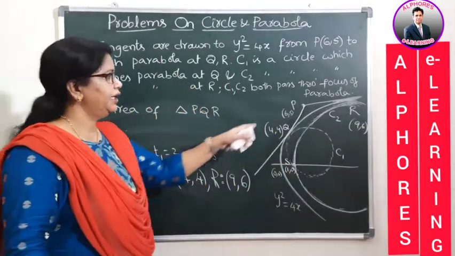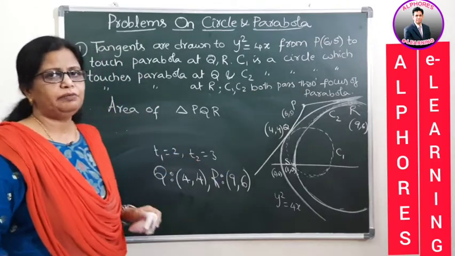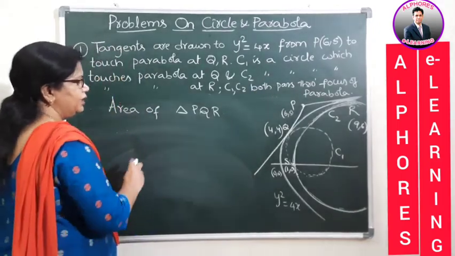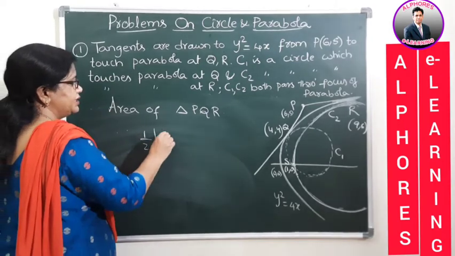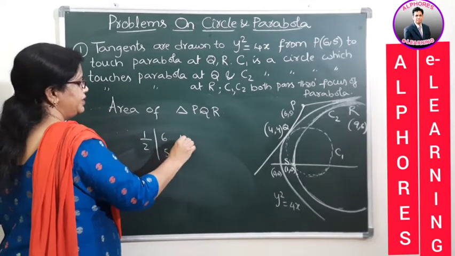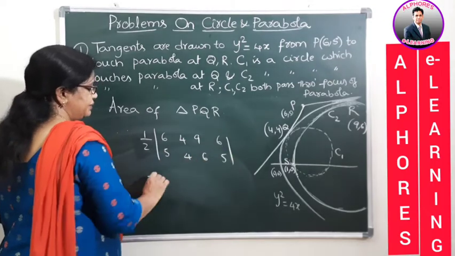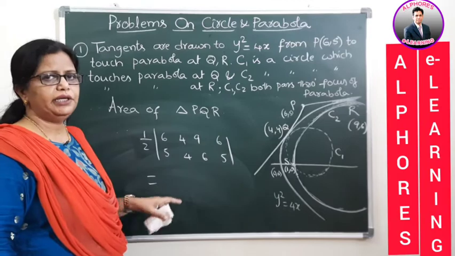Using the formula a t1 t2 comma a into t1 plus t2, once you got these, P is already given in the data. So the formula, if I write, is now 6 5 and the next value is 4 4, again 9 6, after that 6 5. So if you simplify, students, you can get the area obviously.